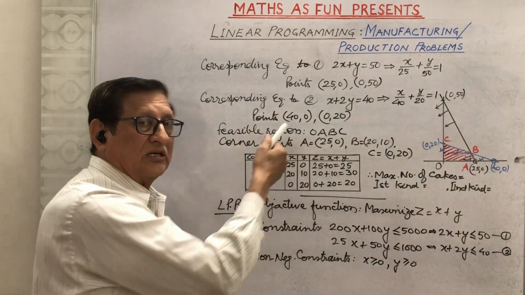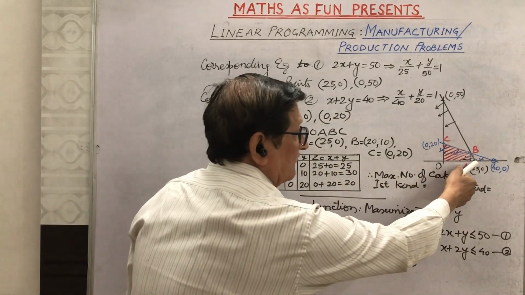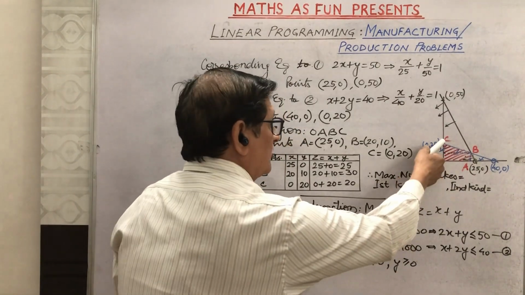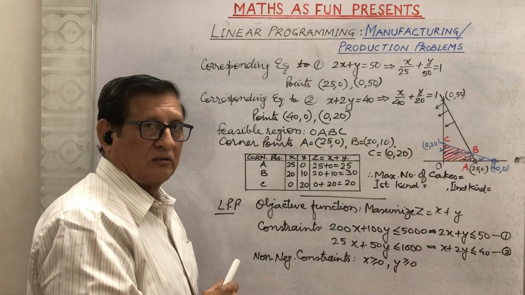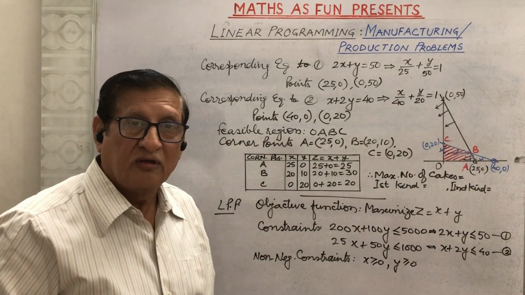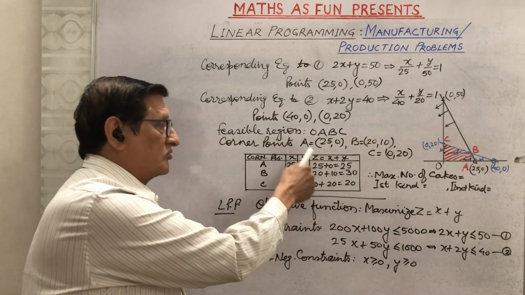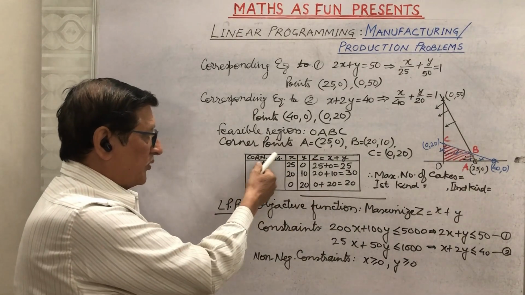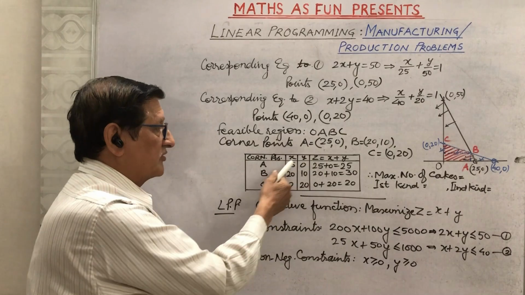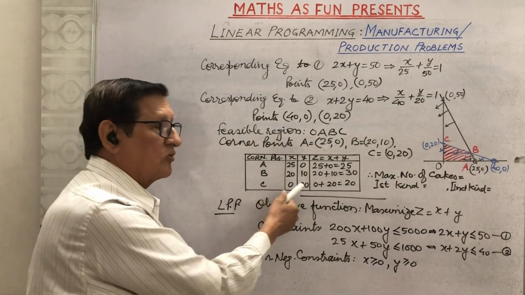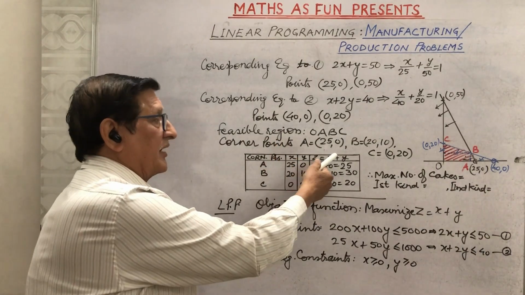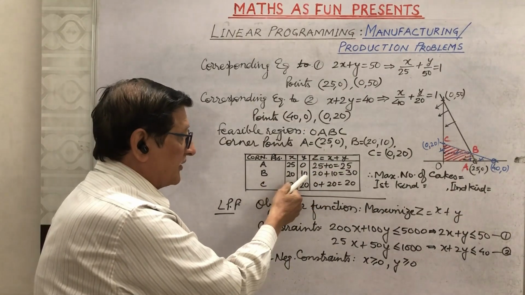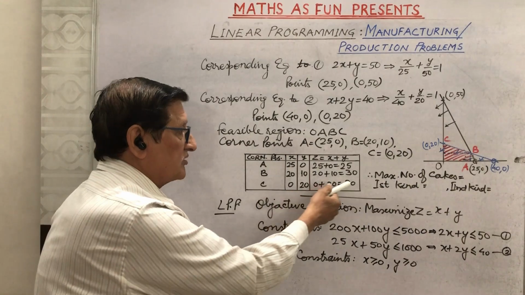And the corner points other than the origin are A is 25, 0. B we get from the graph as 20, 10. And C is 0, 20. Now after finding the corner points, what we have to do? We have to make a table to get the values of Z at different points A, B and C. So we draw a table, corner points A, B, C, values of x and y for them as 25, 0, 20, 10 and 0, 20. Then the values of Z, that is x plus y, are coming here. 25 plus 0 is 25, 20 plus 10 is 30 and 0 plus 20 is 20.